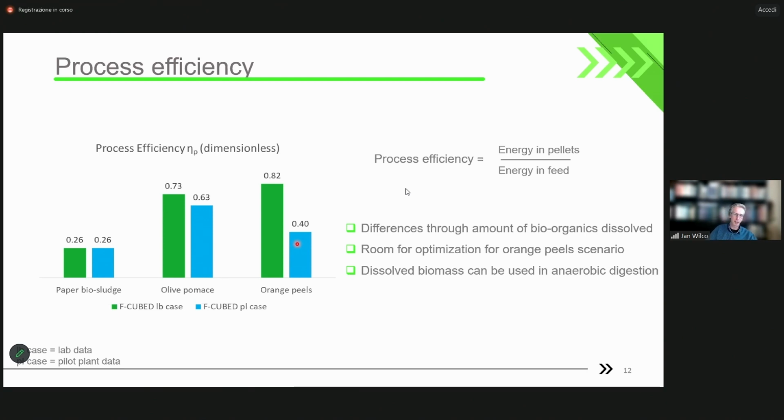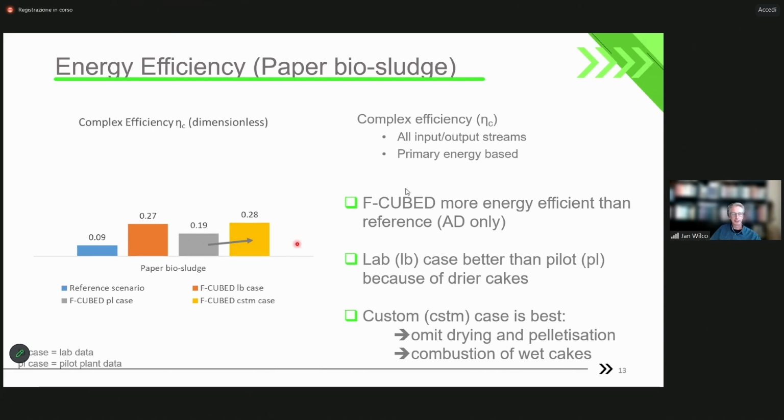These differences are quite large, but I must stress that if we have a lot of organic matter going into solution, this can be utilized in the anaerobic digestion, and this will then end up if we look at the complex efficiency. So this is the complex efficiency, and there we look at all outputs, input and output streams. So that's both for the biopellets as well as the energy we get from the anaerobic digestion in the system.